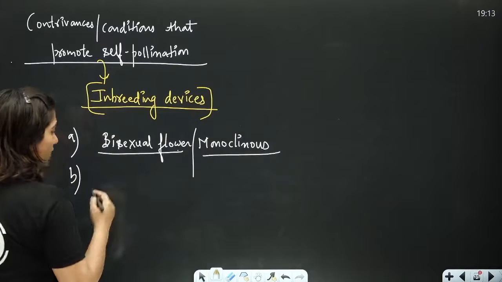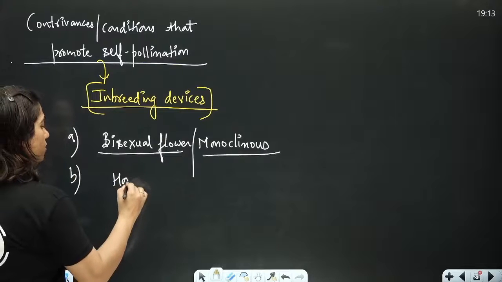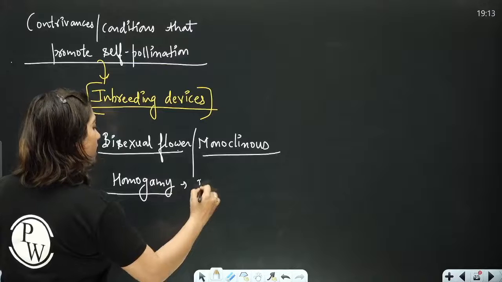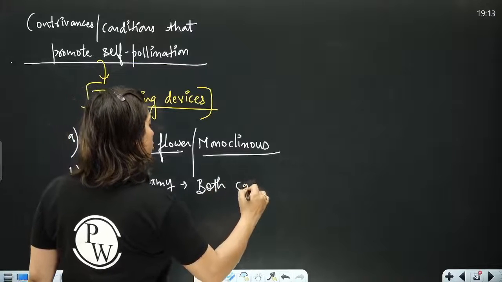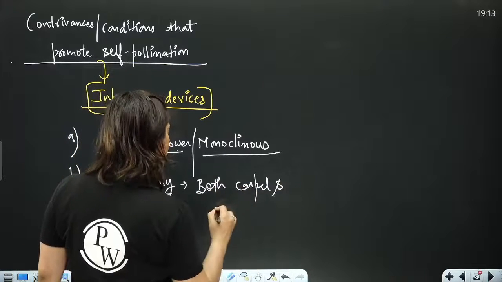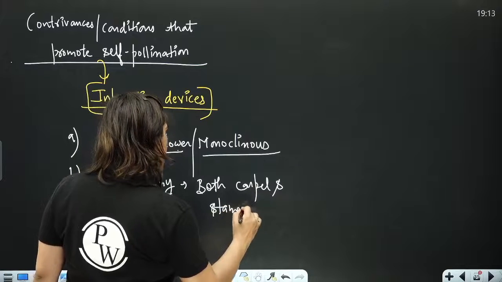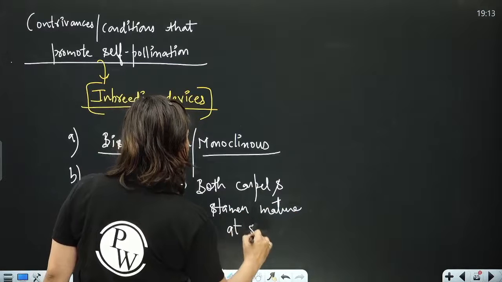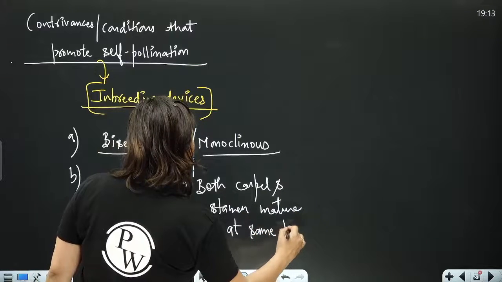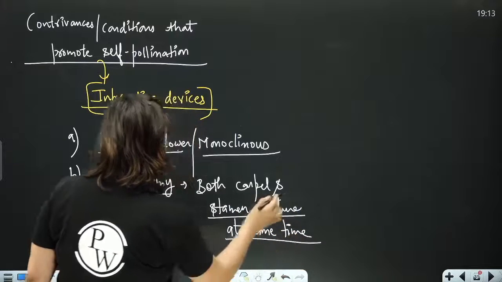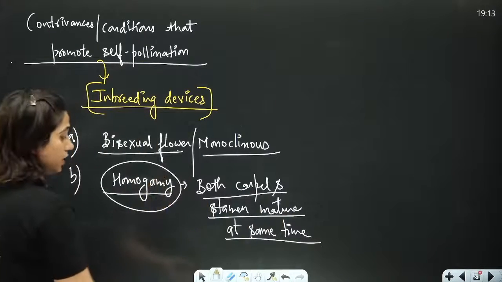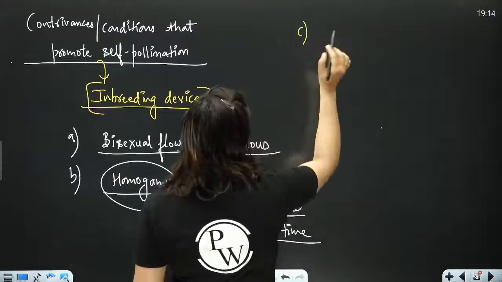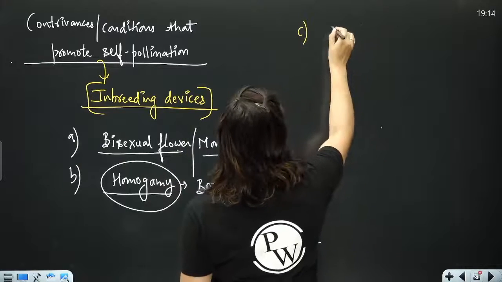Second important thing is homogamy. What is homogamy? That both carpel and stamen mature at the same time. If they mature at the same time, then homogamy will promote self-pollination. Then comes cleistogamy.